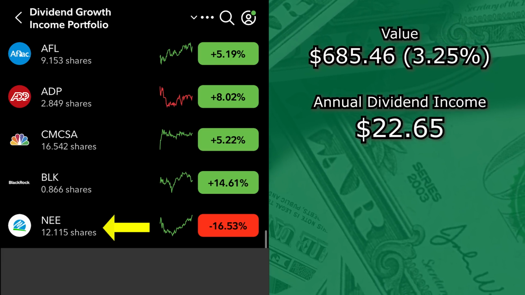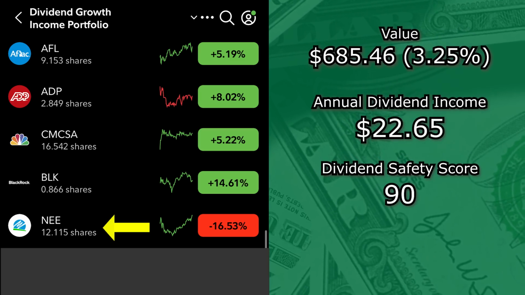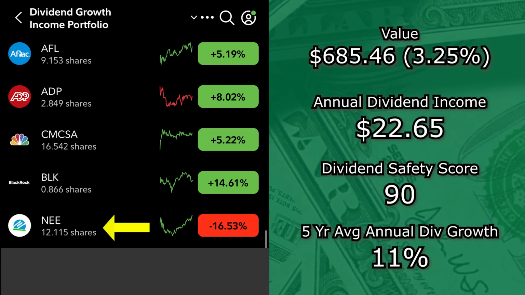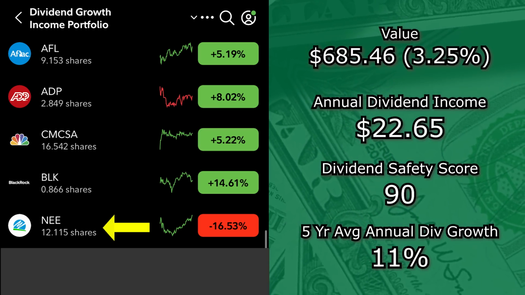Shares are yielding 3.36%. NextEra Energy has a Simply Safe dividend safety score of 90, with an 11% annual average dividend growth rate over the last 5 years. Their latest raise was last year at 10%. It'll be interesting to see what happens.